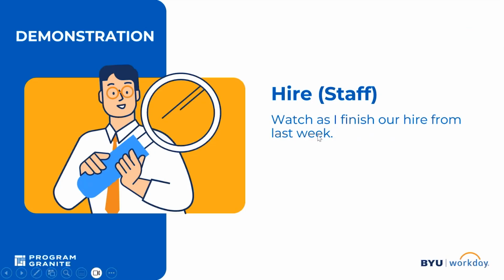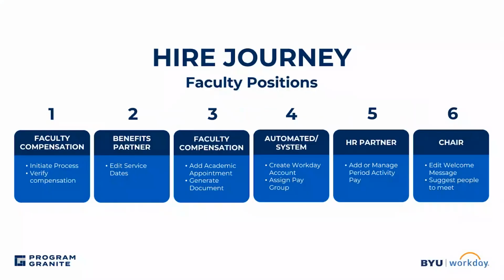Okay? So let's continue in our presentation now. We have hire journeys for the other two types of workers. We have the hire journey for faculty positions. Guess who's the first person on that list? Faculty compensation, right? Because they want to make sure that we got this right. They're going to look at the offer letter that was generated. They're going to look at the offer that was initiated. They're going to ask what's communicated in the system.